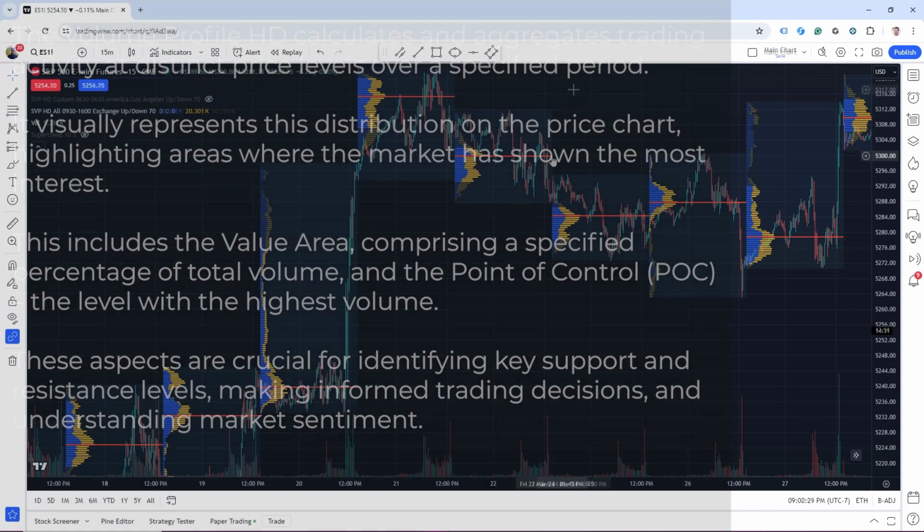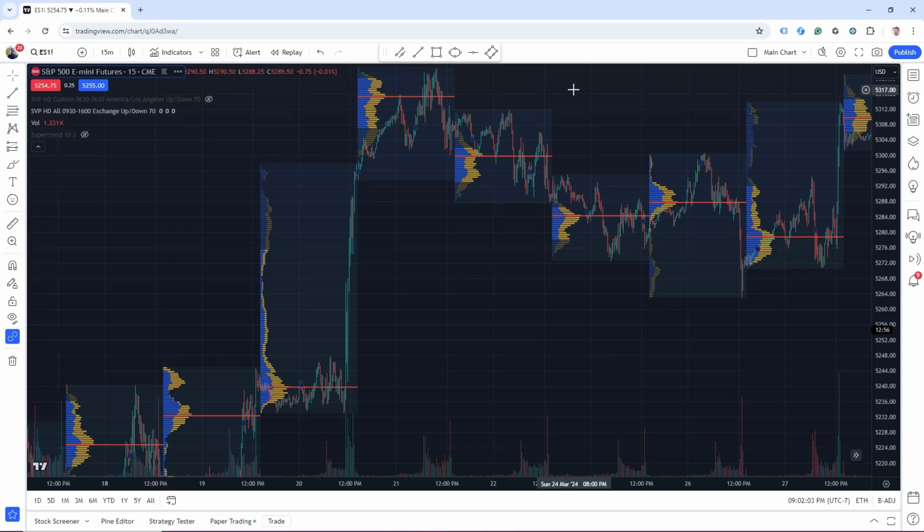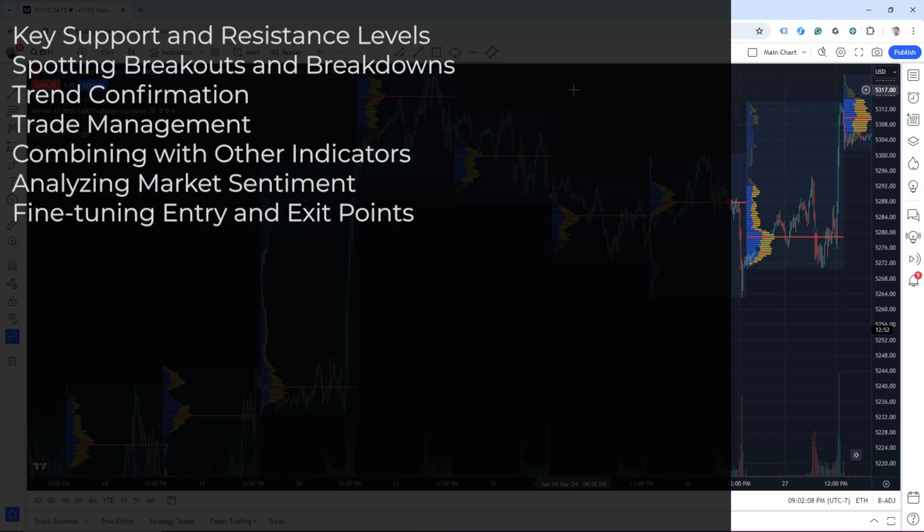market sentiment. When it comes to practical application for day trading, in regards to the volume profile, we're going to look at key support and resistance levels, spotting breakouts and breakdowns, trend confirmation, trade management. We're also going to combine it with other indicators. And lastly, but not least, we're going to be able to analyze market sentiment and fine-tune entry and exit points.